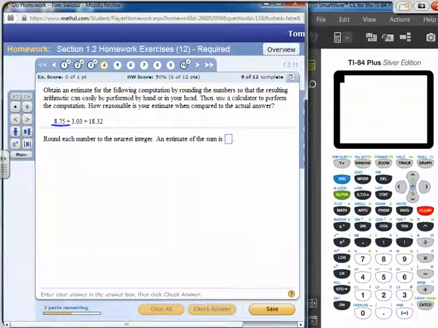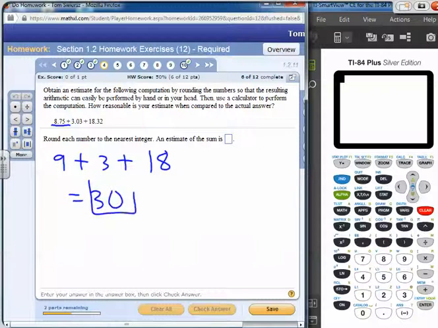Okay, $8.75, I think I would just round off to $9. $3.03, I'd round off to 3, and $18.32, let's just round off to 18. So we'll just use whole numbers. 9 plus 3 is 12, plus 18 is $30. So an estimate is going to be $30.